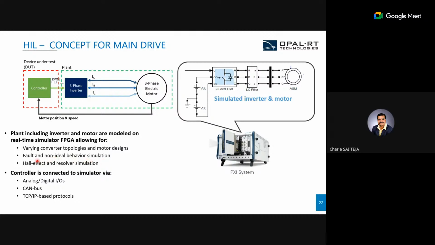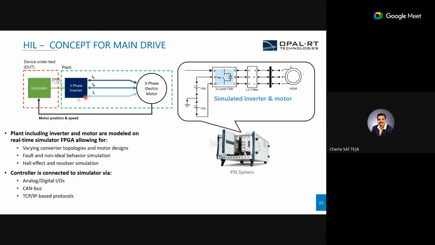This is important. When we are doing the physical testing, we will not go for fault studies or non-ideal behavior simulation. Until and unless some fault happens, we are not sure how the controller will respond or what happens to the plant. But here in this hardware in loop approach, we can happily do the fault study.